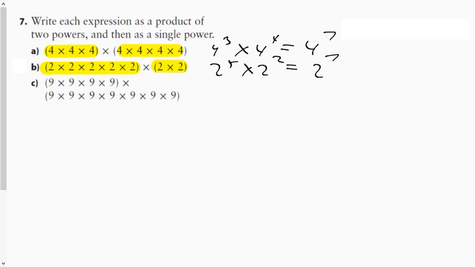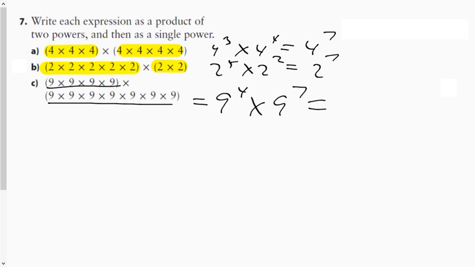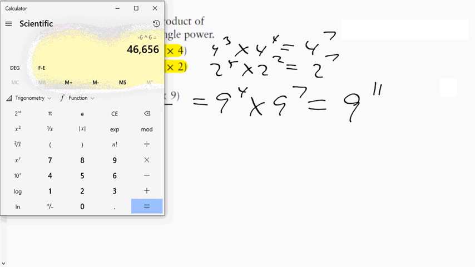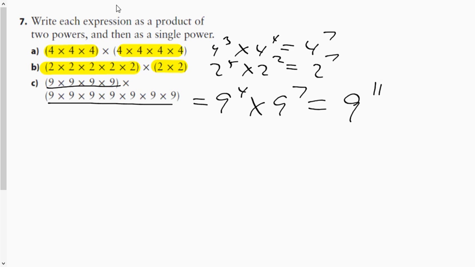And finally, 9 to the exponent of 4, right here, multiplied by 9 to the exponent of 7. Add your exponents, you get 9 to the exponent of 11 in exponential form, which actually is a really big number. If we were solving it, 9 to the exponent of 11, it's actually 31,381,000, which is a pretty big stinking number.